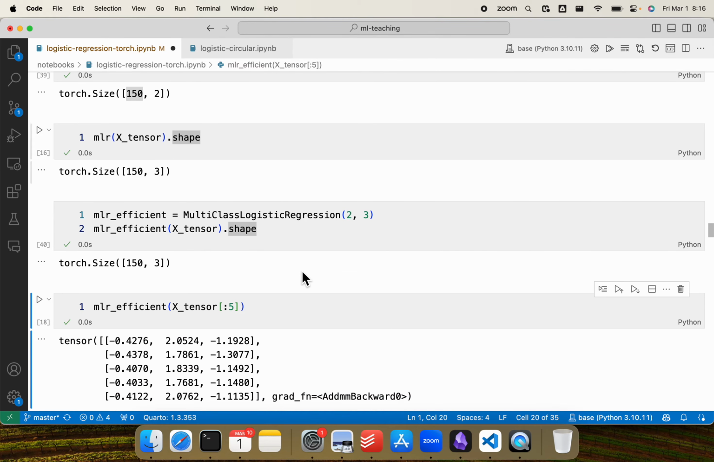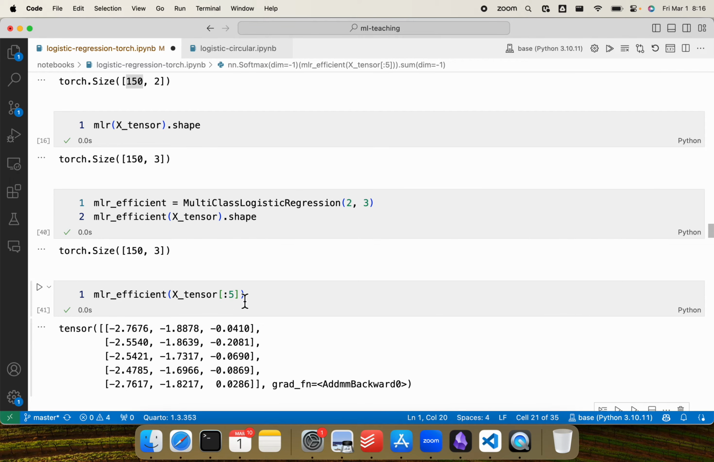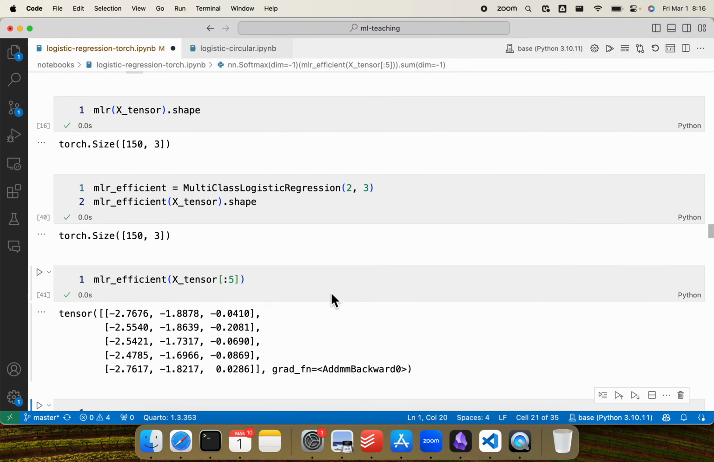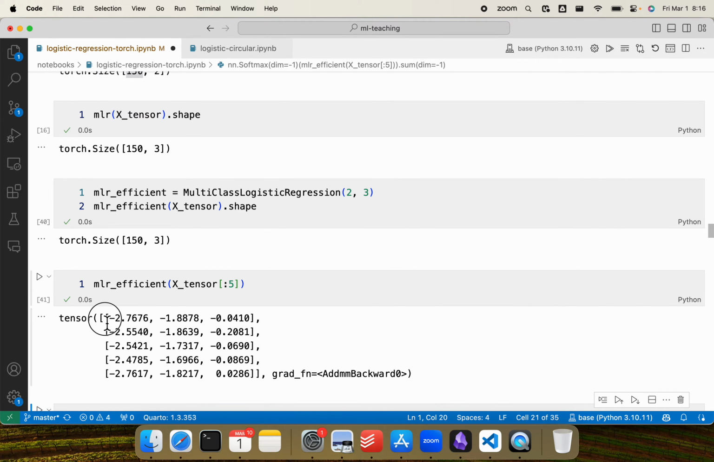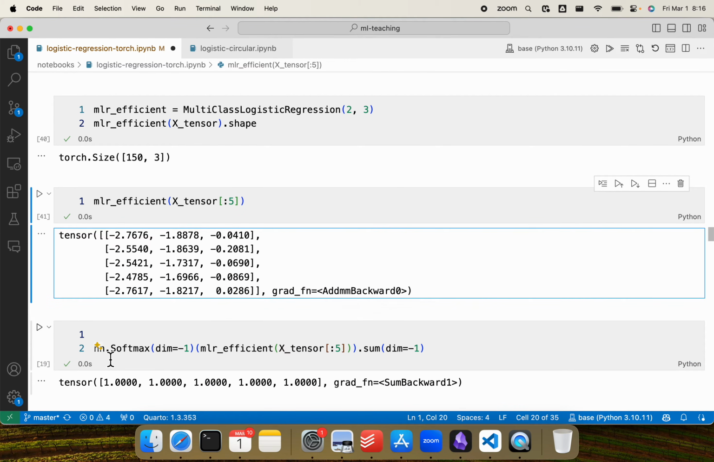Now, let me show what I get as the output when I pass in my input. I'm just showing you the first 5 inputs. If I pass them through my network MLR efficient, I get a 3-dimensional vector corresponding to each record. Now these are the logits corresponding to the 3 different classes for the first example. Similarly, second example, third example, fourth example, fifth example. Now these logits by themselves do not hold any property. It's when we pass them through the softmax function.